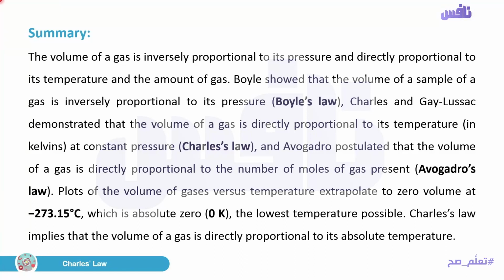So, the lowest temperature possible is what? 0 Kelvin. Let's focus, friends. If I asked you, the lowest temperature which is possible is 0 Kelvin. And finally, we stated that Charles' law implies that the volume of gas is directly proportional to its absolute temperature. So, friends, we will solve some examples on Charles' law together.